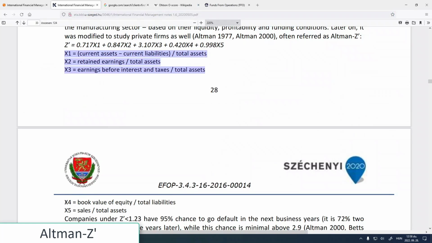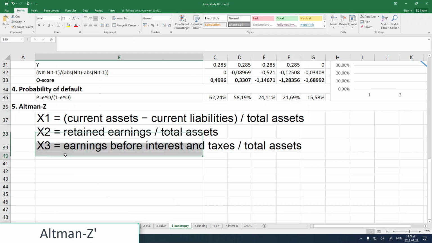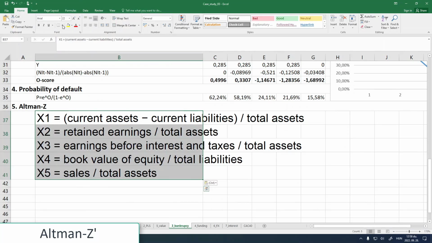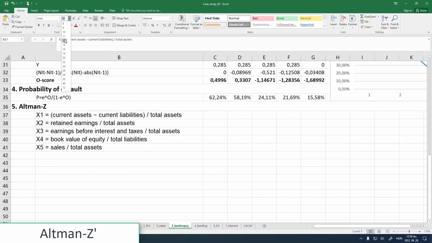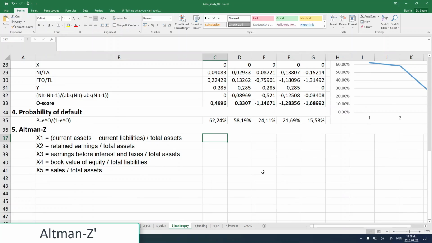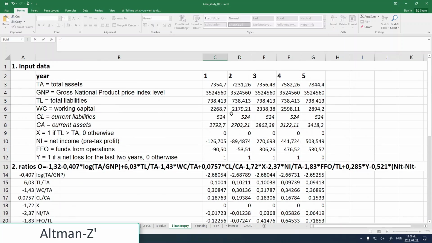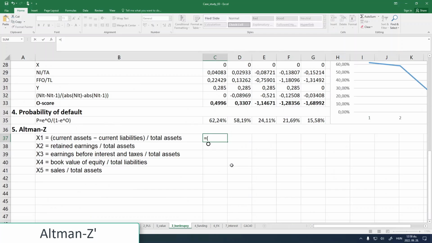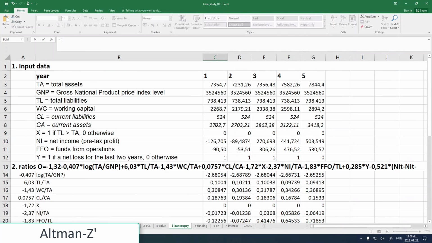Okay, I have to reduce their size. So current assets minus current liabilities divided by total assets. Let's build this thing up. Current assets, this minus this divided by total assets.